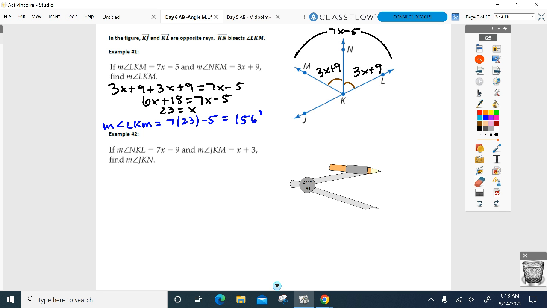All right, same diagram. Same directions. It still bisects, okay? I just have new values in here now, or values in different spots. So still congruent. Still bisect, so these two are still congruent. All right, now let's label them. NKL, everyone, NKL. 7x minus 9. JKM. Everyone find that one. Trace it with your finger if you have to. JKM. X plus 3.